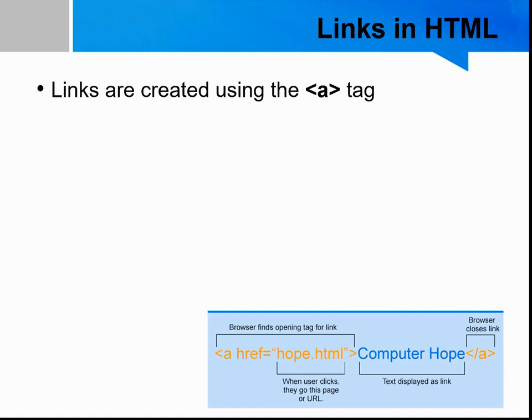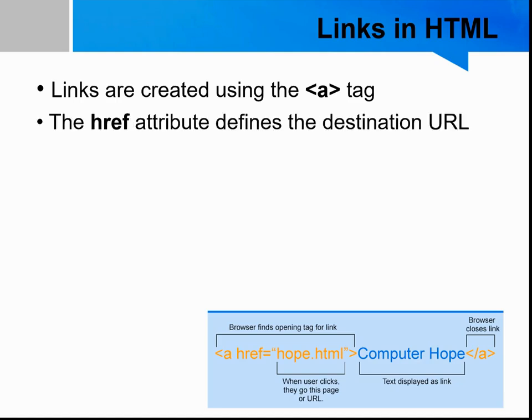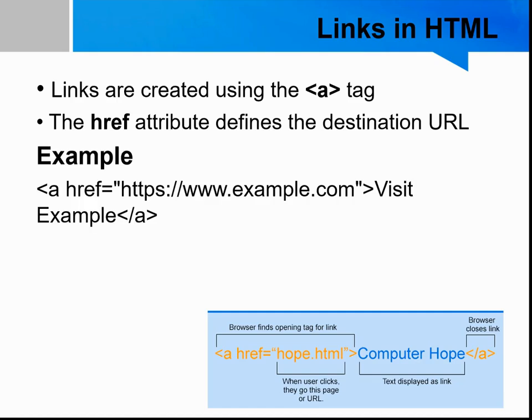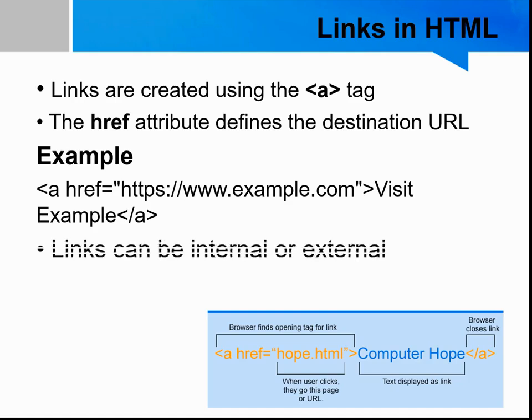Links are one of the most important parts of the web because they connect pages together. We use the a tag to create a link. The most important attribute here is href, which defines where the link goes. For example, <a href="https://www.example.com">Visit Example</a>. This creates a clickable link that takes you to another website.